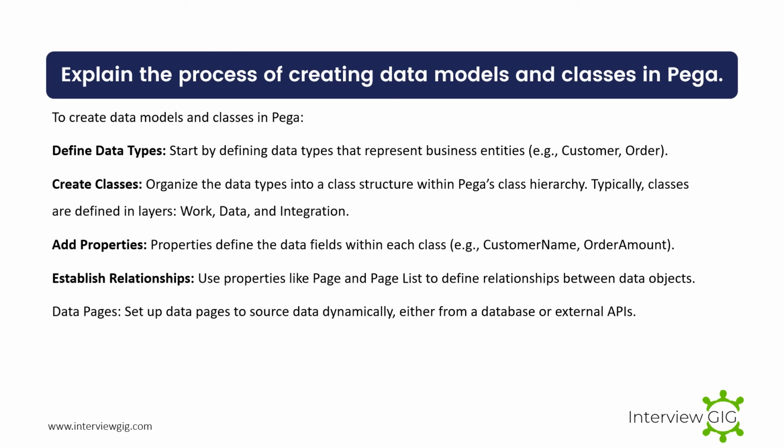Add properties. Properties define the data fields within each class, e.g., customer name, order amount. Establish relationships. Use properties like page and page list to define relationships between data objects. Data pages. Set up data pages to source data dynamically, either from a database or external APIs.